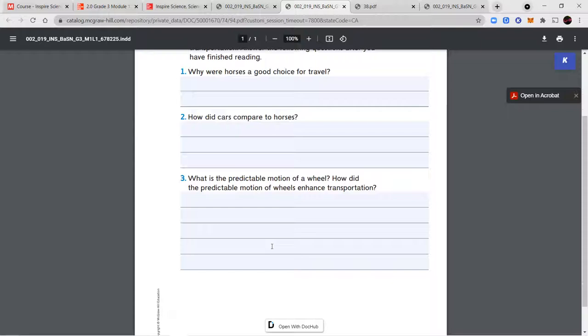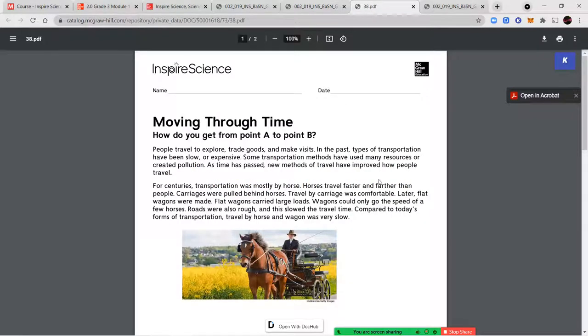Predictable means the one that you expect is going to happen. So what you think is going to happen. How did the predictable motion of wheels enhance or make transportation better? When we're talking about enhancing something, we're talking about making it better than it was before. So let's go ahead and read through our passage over here about moving through time.